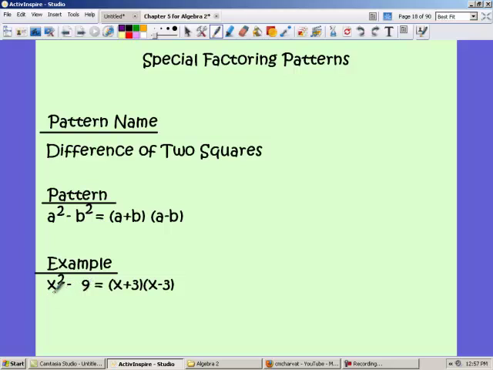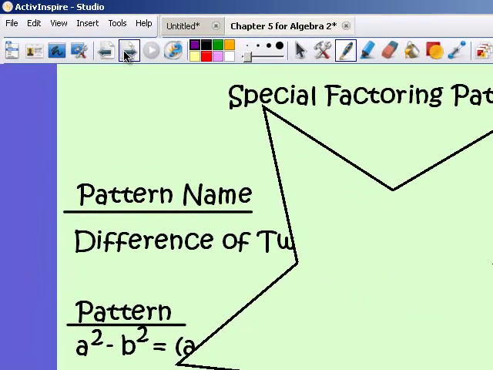Can you take the square root of an x squared? Well, yes, you can. It's x. Can you take the square root of 9? Yes, 3. Because there is a minus sign here, it follows this pattern, a squared minus b squared. So when you form your factors, you have 2 binomials. You'll take the square root of this one, which is x, put it there, the square root of 9, which is 3, you'll put it there. Put a plus and a minus, and you're done. You don't even have to really go through and find the factors of it. So we're going to try a couple of those.